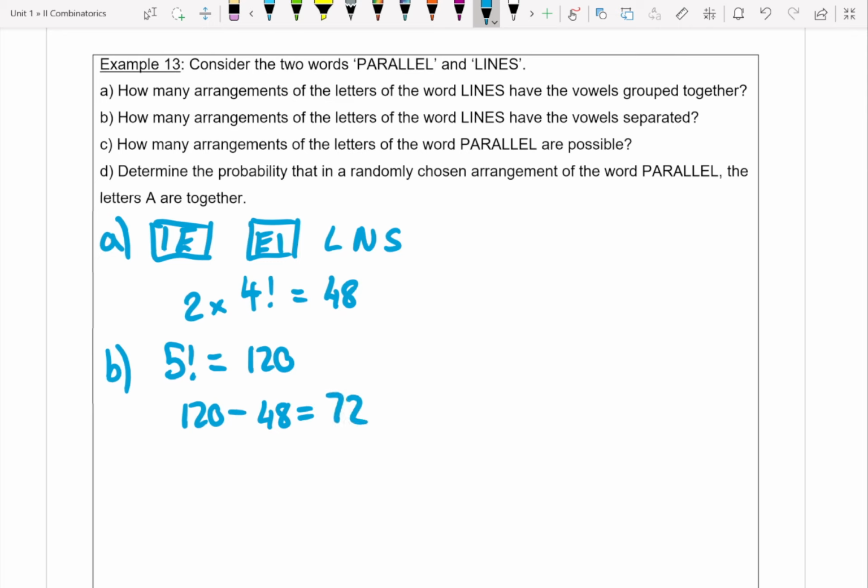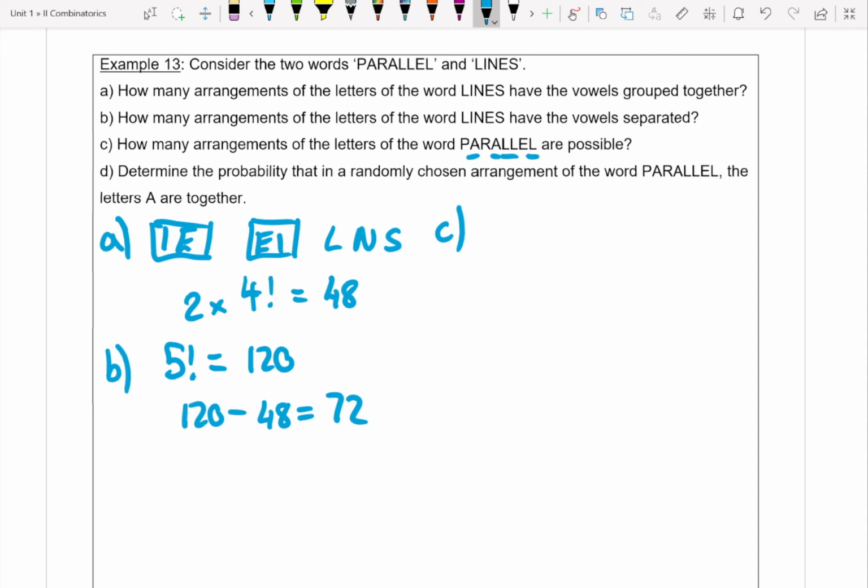Okay, part C, we're asked, how many arrangements of the letters of the word parallel are possible? Now, I'll give you just a little bit of a moment to have a think. What is this different to than lines and counter? Well, we have repeating letters. So we have 2 A's and we have 3 L's.